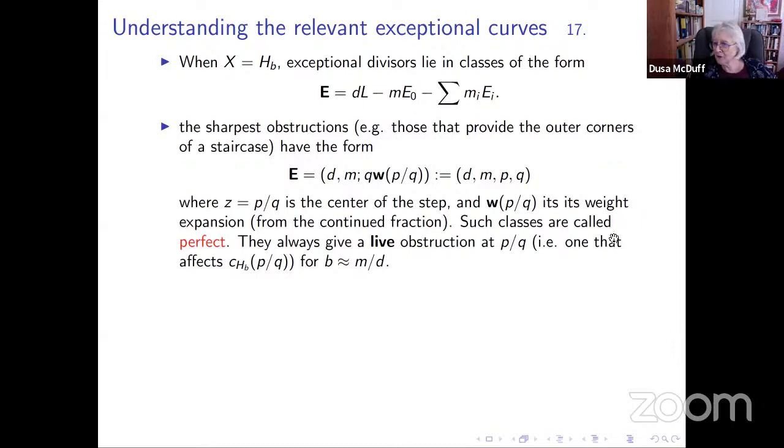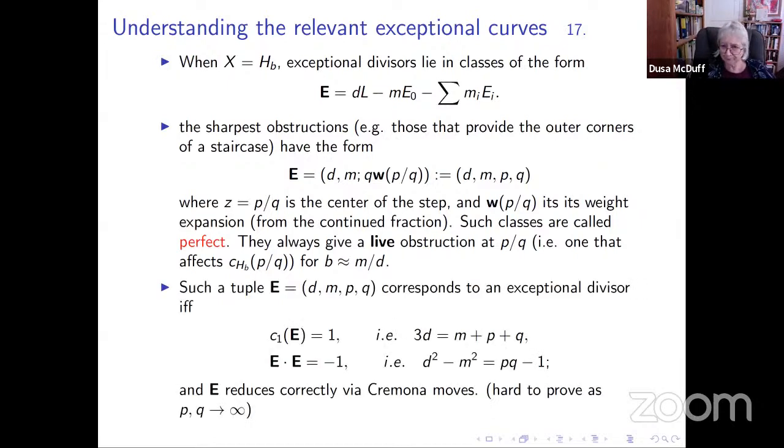These classes are called perfect classes because they give us these steps. And they always give an obstruction which is live at p over q, which means that you can see it. To say an obstruction is live means you can see it in the capacity function when b is about M over D, when b is exactly equal to M over D and then in some little region about it. So these classes are always seen somehow in the obstruction function.